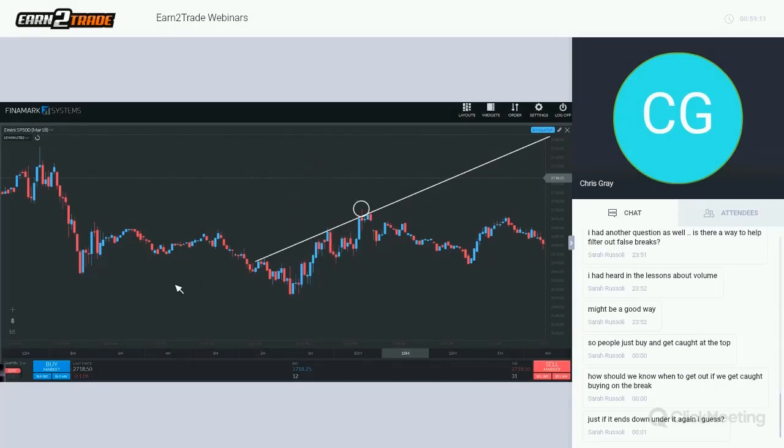All right. So Sarah says, so people just buy and get caught at the top. I think what she's talking about here is she said, how should we know when to get out if we get caught buying another break that ends underneath? So she's saying, say I was looking to play a breakout. And that's something we can do too. I haven't put a lot of emphasis on that during this webinar because we were just focusing on how to utilize the trend lines, not how to utilize them when they fail. But that is something we should probably talk about.